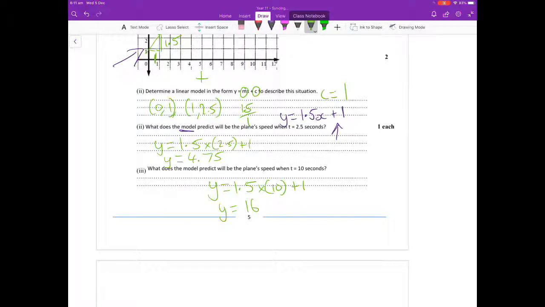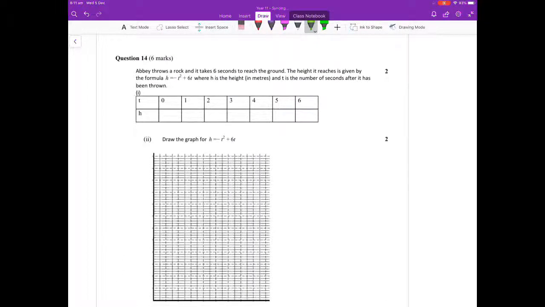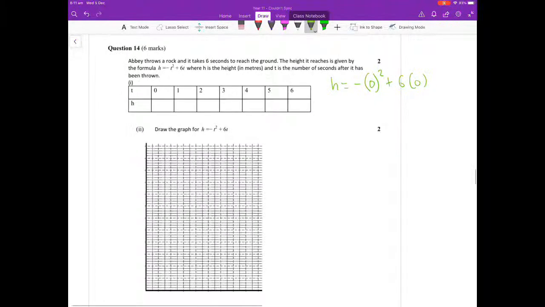16. Shocked. Okay, now, this is another one of those places where throwing things into your calculator is very, very helpful. If you are struggling with that, let's just sub the numbers in. We've got minus 0 squared plus 6 times 0. Guess what? Timesing things by 0 gets us to 0.